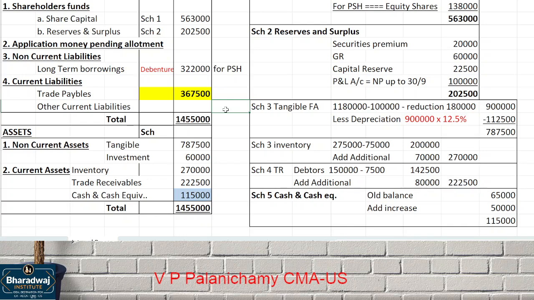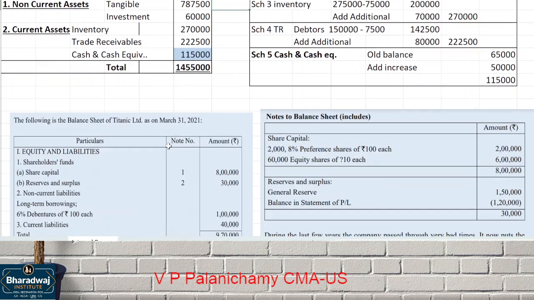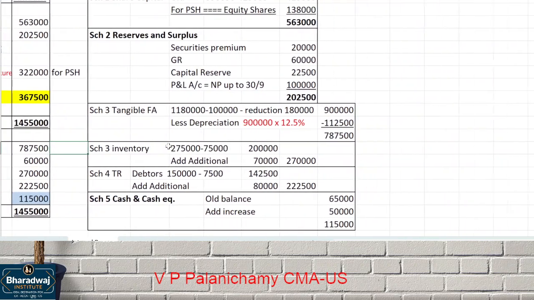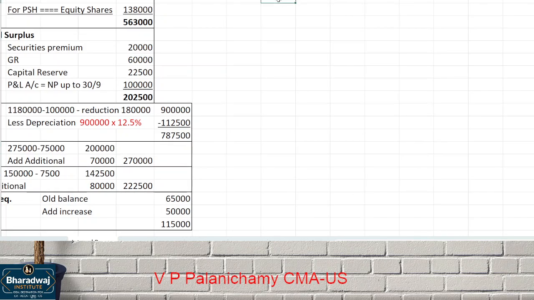Pay attention. Up to this, nobody would have made a mistake. It is a very, very simple question. Here is where the students would have gone wrong. It is a past exam question also. How? What was the old balance of creditors? 3,80,000. Well, let us see.